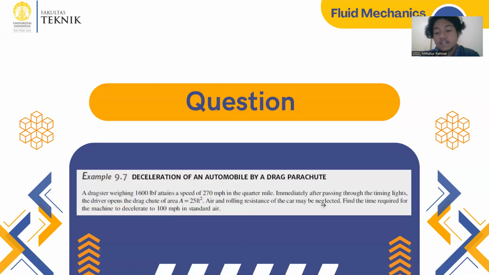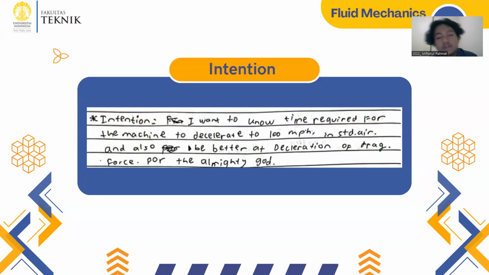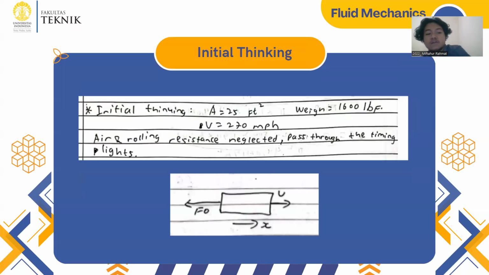And then we should find the time required for the machine to decelerate to 100 miles per hour in standard air. So what we must do is find our intention so we are not lost when we are trying to solve this problem. I want to know the time required for the machine to decelerate to 100 miles per hour in standard air, and also the deceleration and drag force. Okay, for the initial thinking is like this.